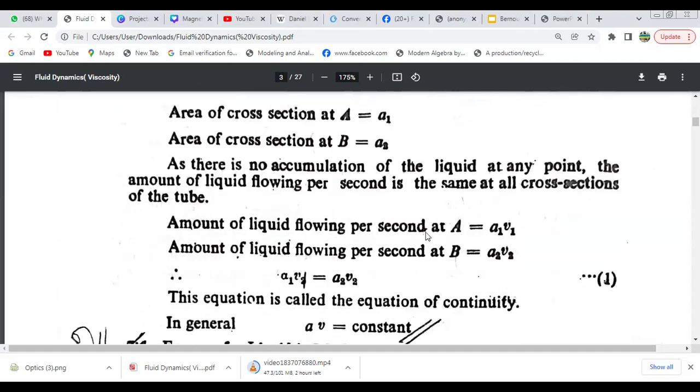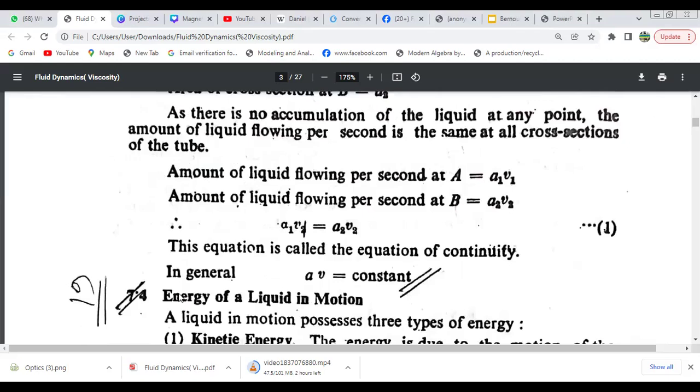So the amount of liquid flowing per second at A will be A1 v1, and the amount of liquid flowing per second at B equals A2 v2. Actually, this flow will be equal. This equation is called the continuity equation. In general, A v equals a constant.